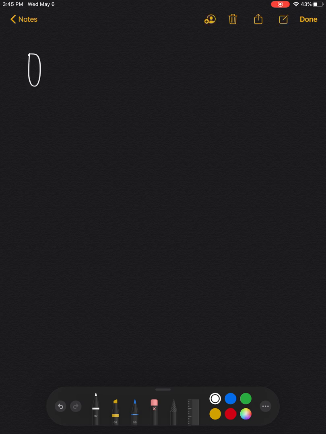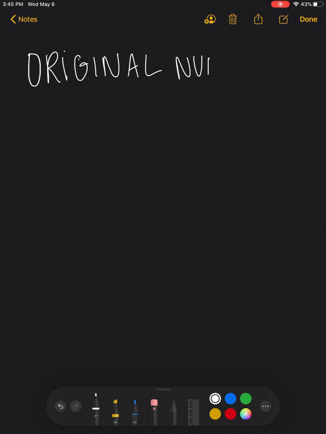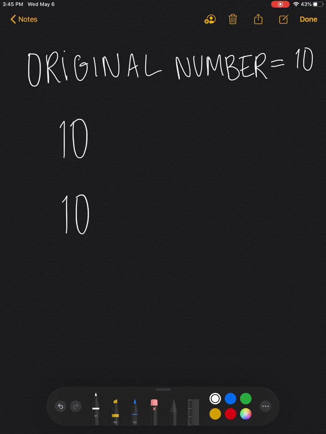So we're going to start with what I'm going to call our original number. And our original number is going to be 10. So we're going to see what happens when we multiply 10 by a few different numbers. We're going to see what happens to our product and how that compares to our original number, which is 10.